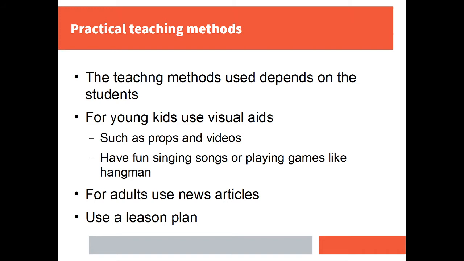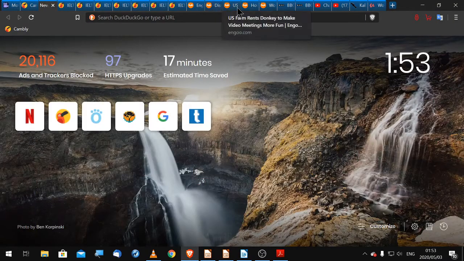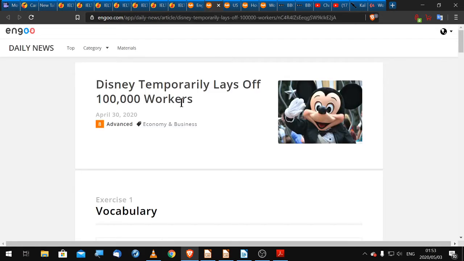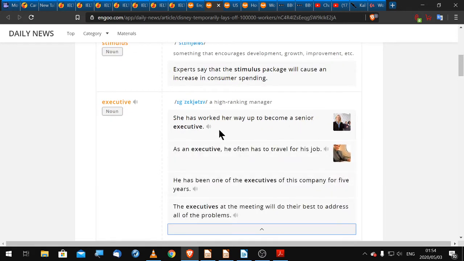And they have a vocabulary section. In fact, let's take a look at an example of it right now. Okay, so here we go. I've got Ingu here. So here's ingu.com, and as you can see, there are the main articles. I have some open here. Disney temporarily lays off 100,000 workers, and this is level advanced. So we have exercise 1, the vocabulary. These can open up and they have more example sentences.